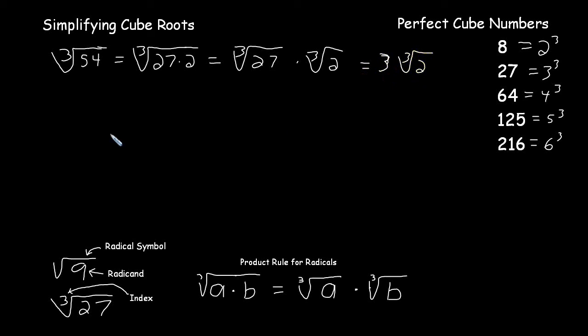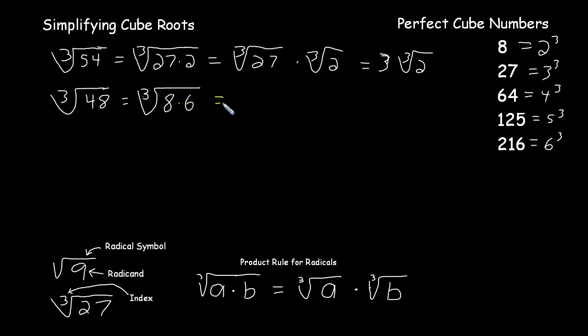If we look at another example, let's say we have the cube root of 48. We want to simplify this. Well, you look at your list of perfect cubes. What's the largest perfect cube factor of 48? Well, the answer is 8. 8 will go into 48 6 times. So we can rewrite the cube root of 48 as the cube root of 8 times 6.